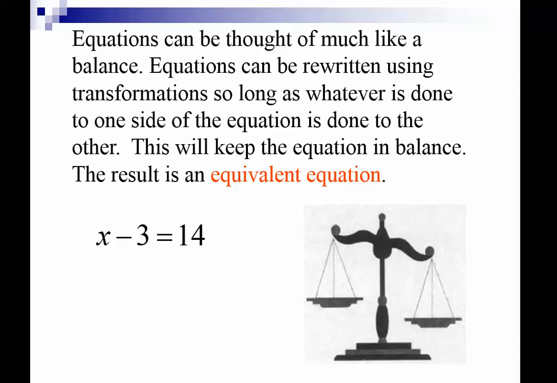So what do we do from here? How do we get the x by itself? Well, you'll remember we're going to add 3 to both sides. And once we add 3 to both sides, that negative 3 and positive 3 on the left are going to cancel out, and the 14 plus 3 will make a 17. So we end up getting x equals 17.